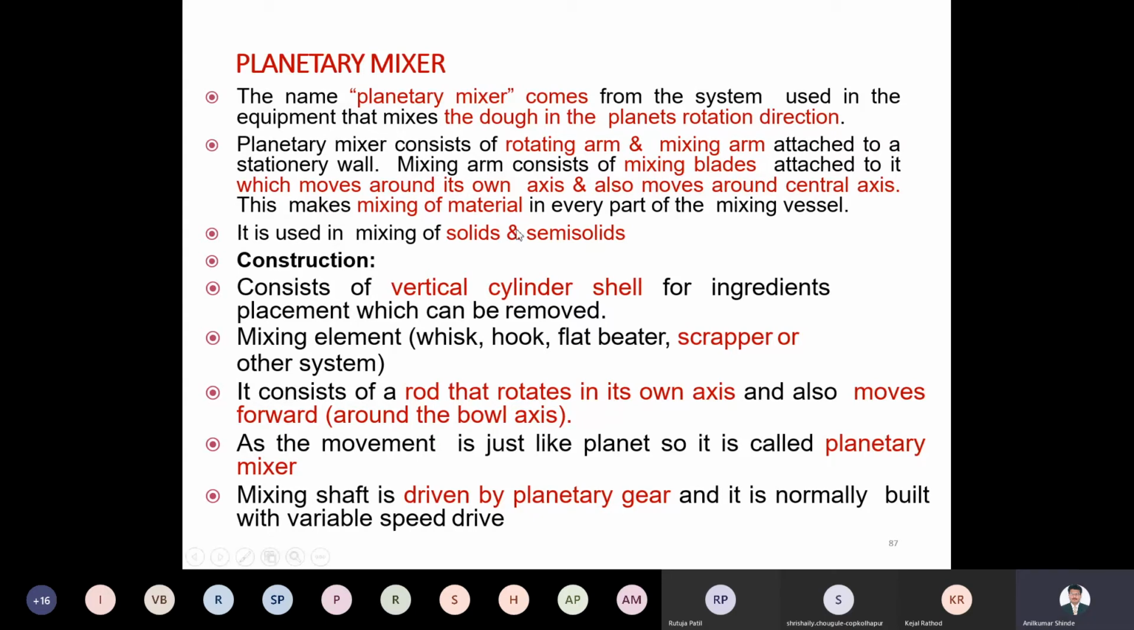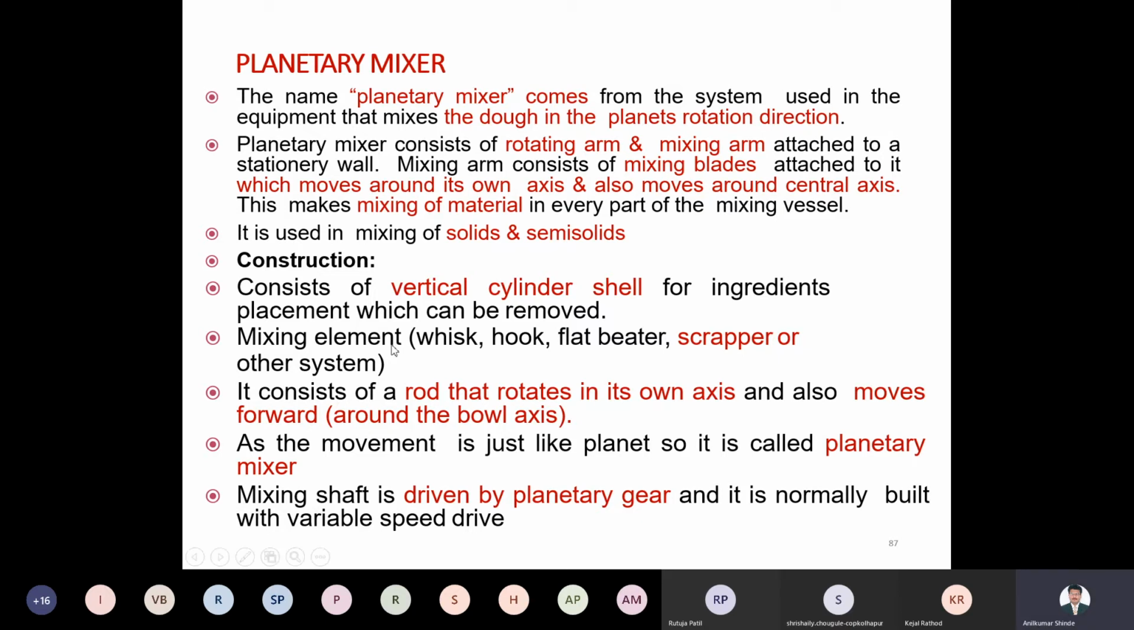All right. The material is mixed in every part of the mixing vessel. This planetary mixer is generally used for solid as well as semi-solid mixing. The construction of the mixer is a vertically cylindrical shell into which the material is placed. The blades or scraper blades rotate at various speeds, and with this high-speed rotation, mixing is possible.